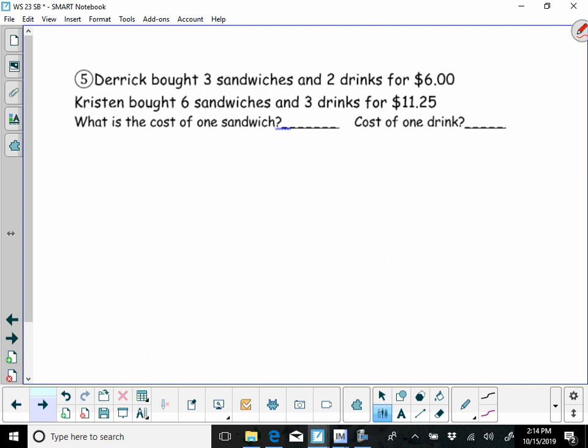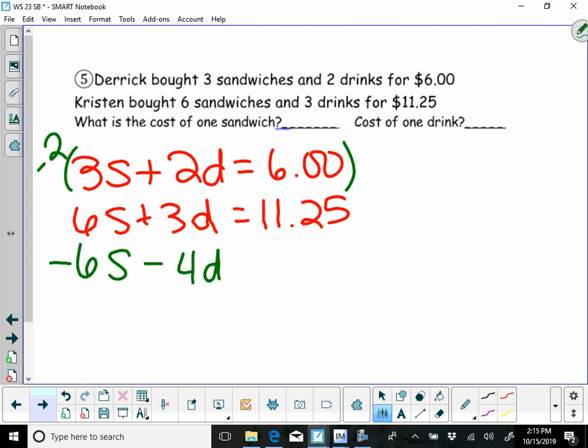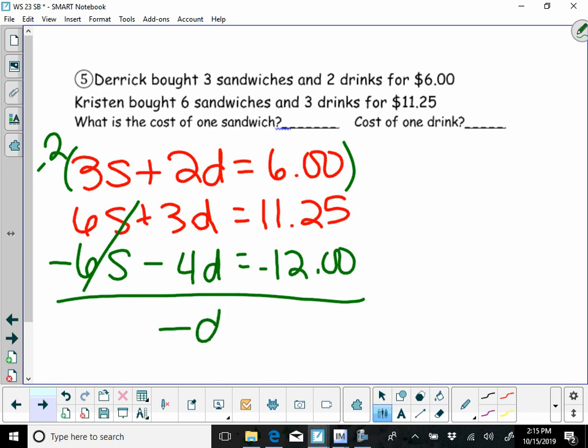I'm going to set up this one for you. So 3 sandwiches, so 3S, this is what we did today, plus 2 drinks equals $6. And then 6 sandwiches plus 3 drinks equals $11.25. And we're going to multiply. So I would multiply the top by negative 2. That's going to be negative 6 sandwiches, negative 4 drinks, and negative $12. And when you do that, you get that a negative drink equals negative 75 cents, or a drink equals 75 cents. So that's our cost of a drink.